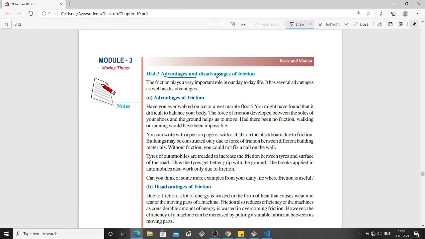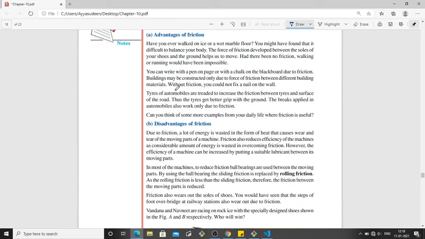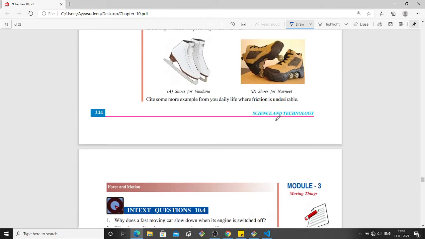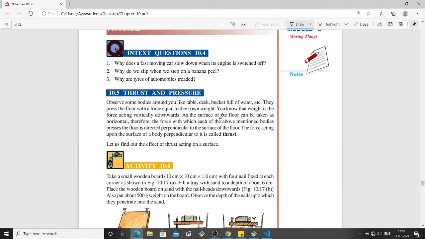So there are some advantages and disadvantages of friction in our day-to-day life. You can read about it here. Many examples have been given, you can just read about them, inshallah.